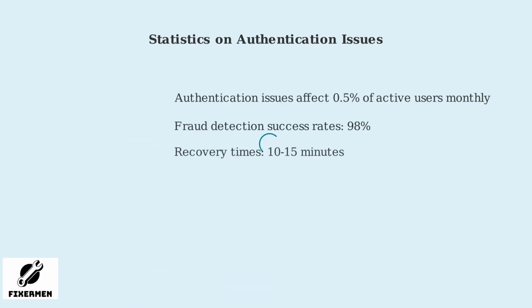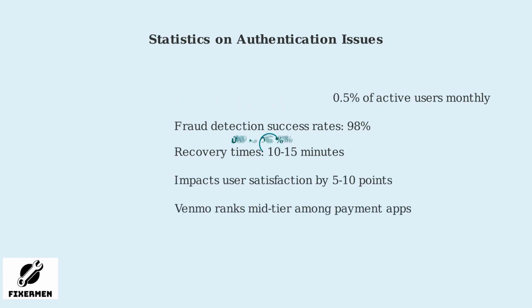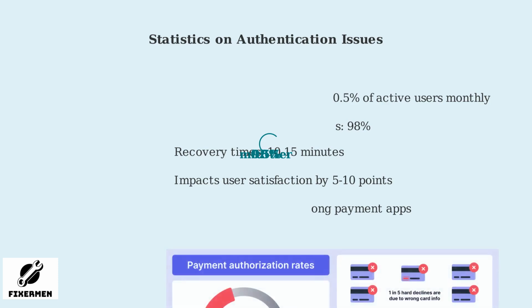Authentication-related problems, including error 1003, affect just 0.5% of active users each month. While fraud detection is highly successful at 98%, the recovery process takes 10 to 15 minutes and can reduce user satisfaction scores by 5 to 10 points. Compared to other payment apps, Venmo ranks in the middle tier for authentication errors.